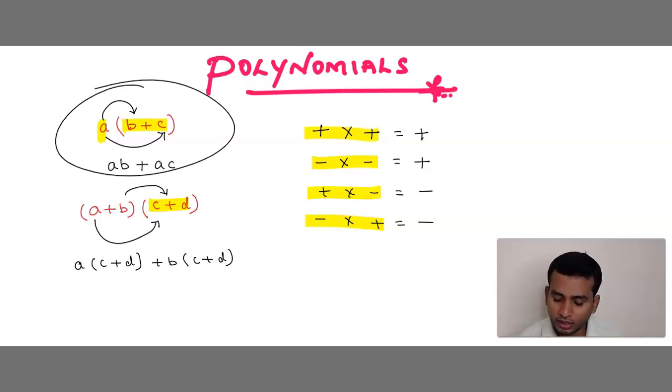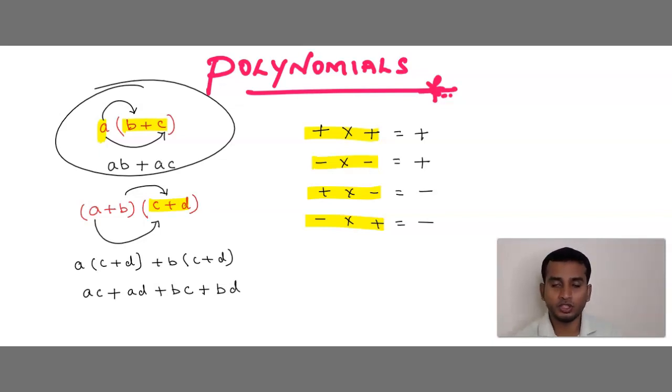That is nothing but A into C, it becomes AC. Plus into plus is plus. A into D is AD. Again plus into plus is plus. B into C is BC. Again plus into plus is plus. B into D is BD. Did you understand how to multiply? Yes. This is the procedure we have to use.